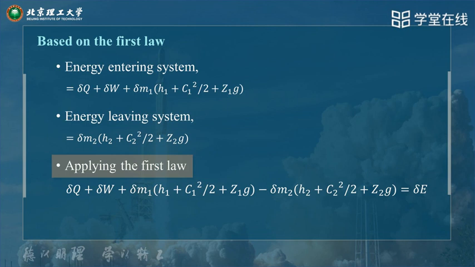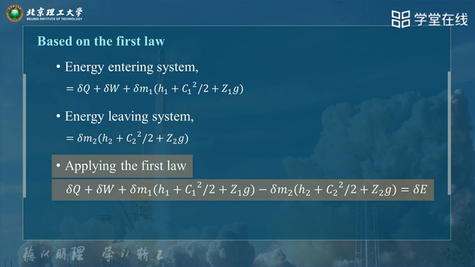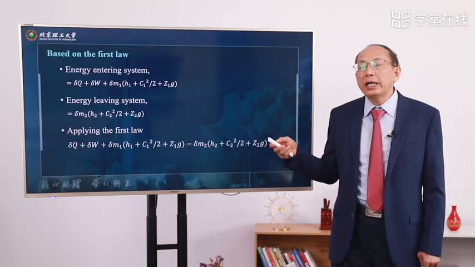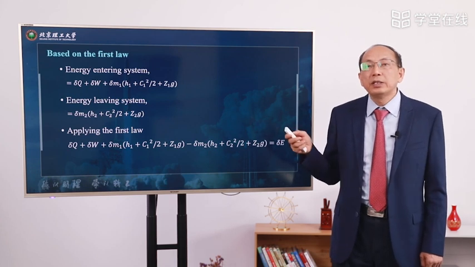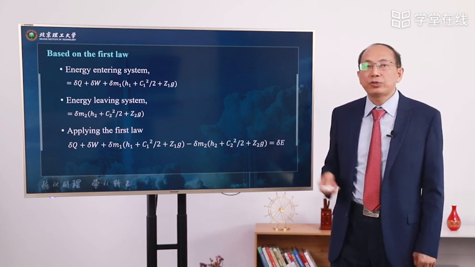Here we apply the first law. We obtain delta Q plus delta W plus delta m1 times h1 plus C1 squared over 2 plus Z1 g together, minus delta m2 times h2 plus C2 squared over 2 plus Z2 g, the potential energy and the enthalpy together leaving the system. Into the system minus leaving the system, the difference is delta E. E is the energy stored in the system. Delta E means there is some change in the stored energy in the system.